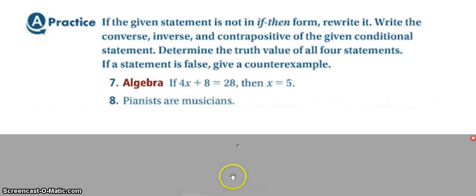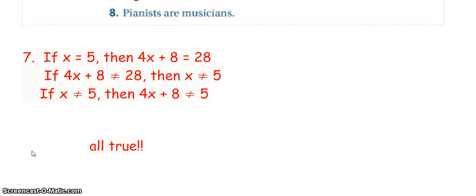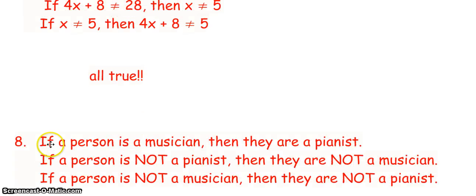So go ahead, take a moment and try to write out the conditional, the converse, the inverse, and the contrapositive for both of these. So you see here we have the converse, we flipped around the hypothesis and the conclusion. We have the inverse, and then we have the contrapositive, the inverse of the converse. And those all actually are true.